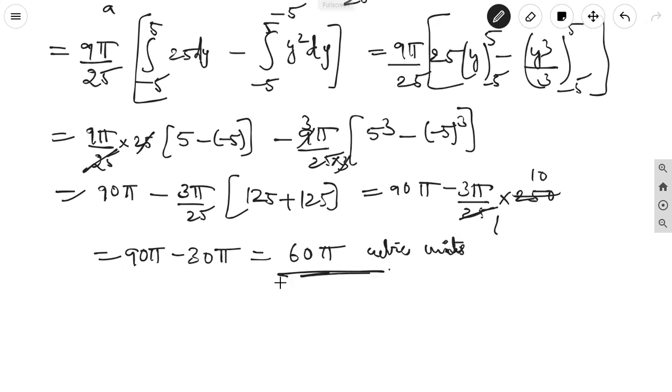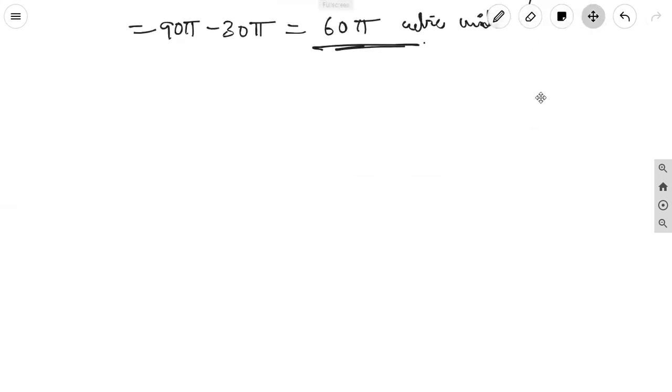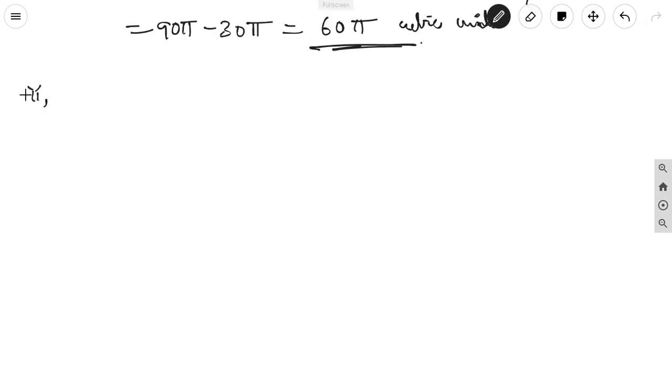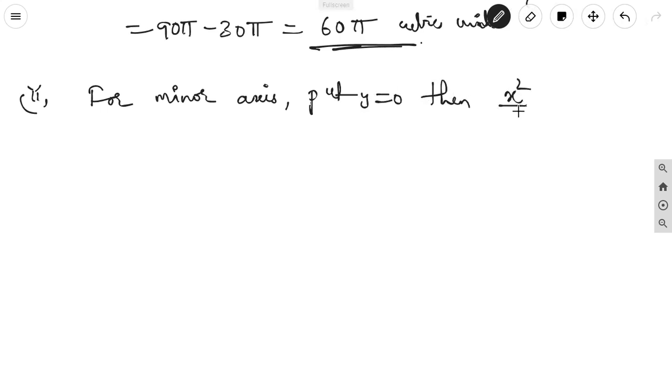It is the volume about the major axis. Next, to find out the volume about the minor axis. Second one, for minor axis, put y equal to 0, then the equation becomes x squared by 9 equal to 1, x square equal to 9, x values are plus or minus 3, means the limits from minus 3 to plus 3.